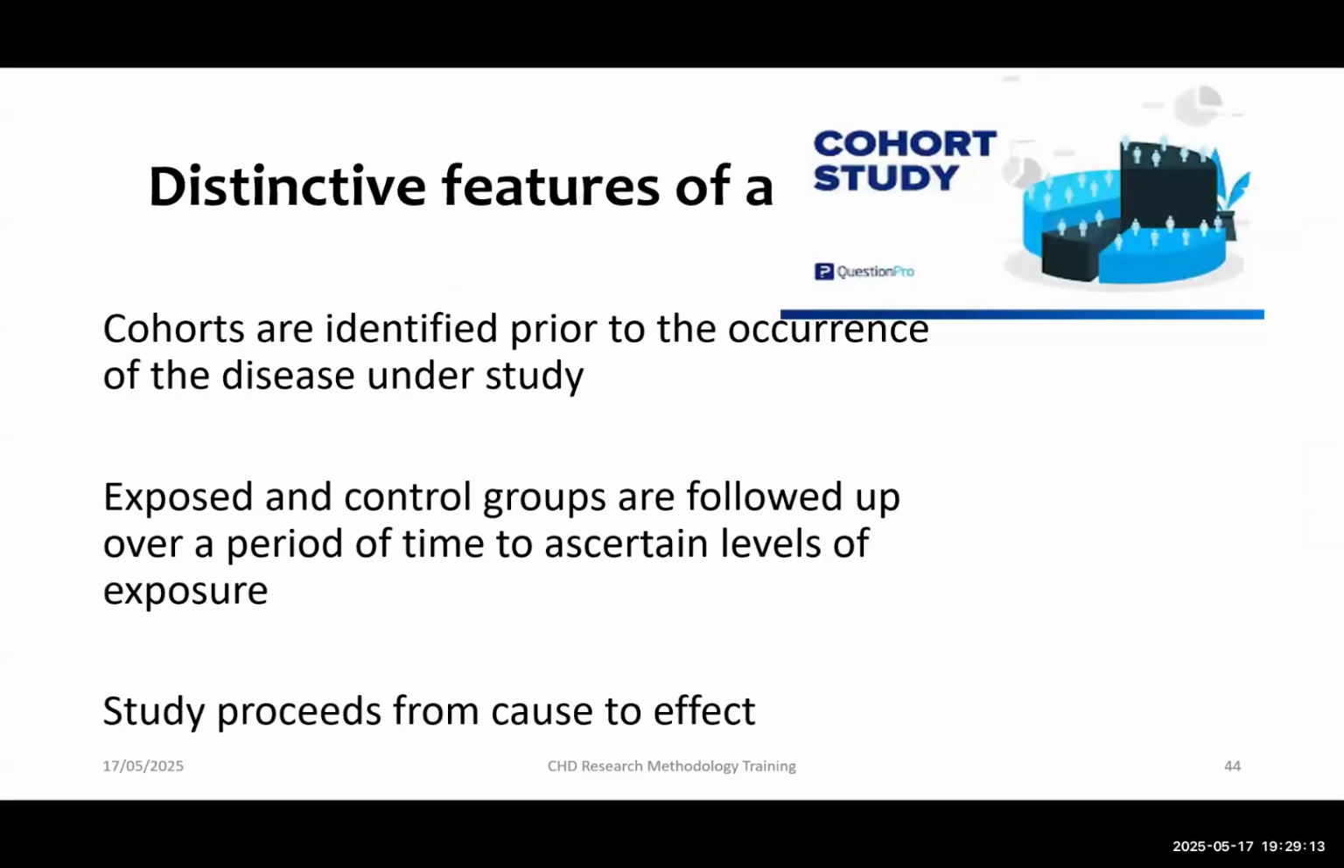So in a cohort study, they are identified before the disease occurs. They are identified based on their exposure status, unlike in case control, where the identification is first based on the disease status. So in a cohort, you identify the people based on their exposure status. They are not supposed to have had the disease. So you have those who are exposed to the factor of interest, and you find the control group, those who are not exposed to that factor of interest.